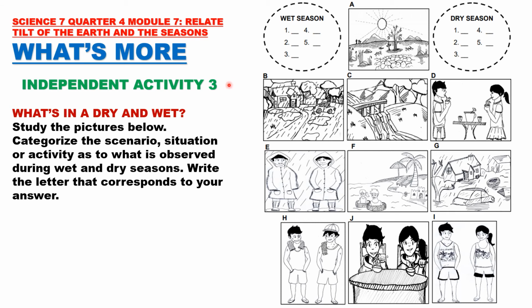Independent Activity 3. What's in a dry and wet? Study the pictures below, categorize the scenario, situation, or activity as to what is observed during wet and dry seasons. Write the letter that corresponds to your answer.